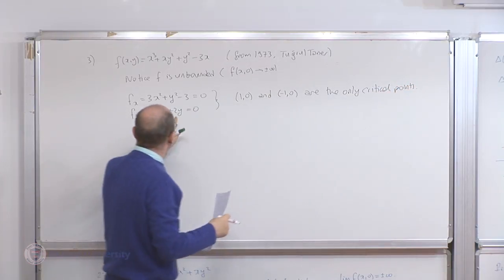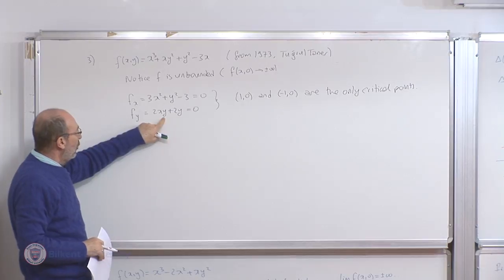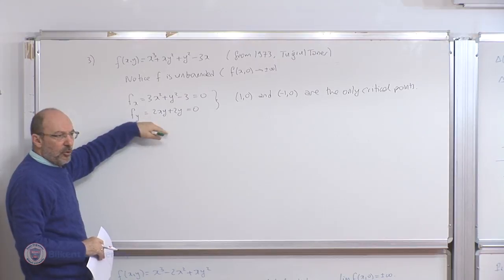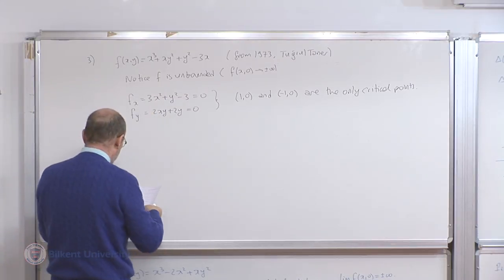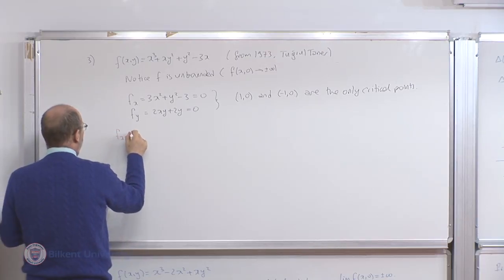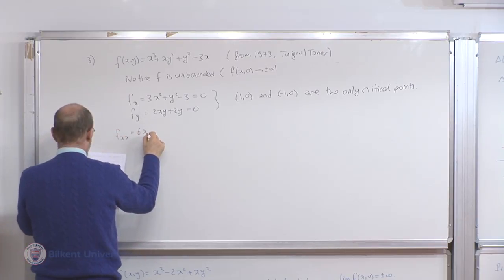Okay, so you see, it's easier to start from here because here you know that either y is equal to 0 or x plus 1 is equal to 0. So you continue from there. Then we look at, now we apply the second derivative test. So I'll just write these things quickly.